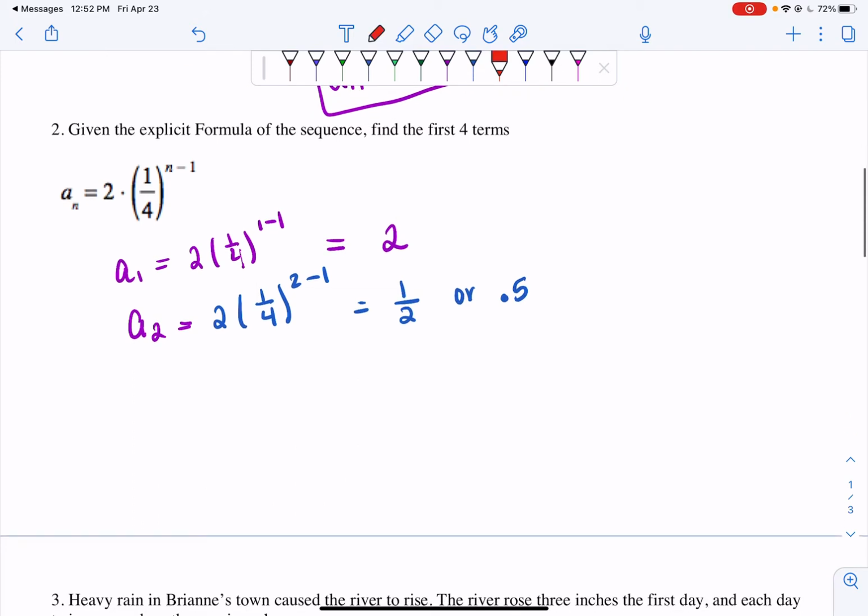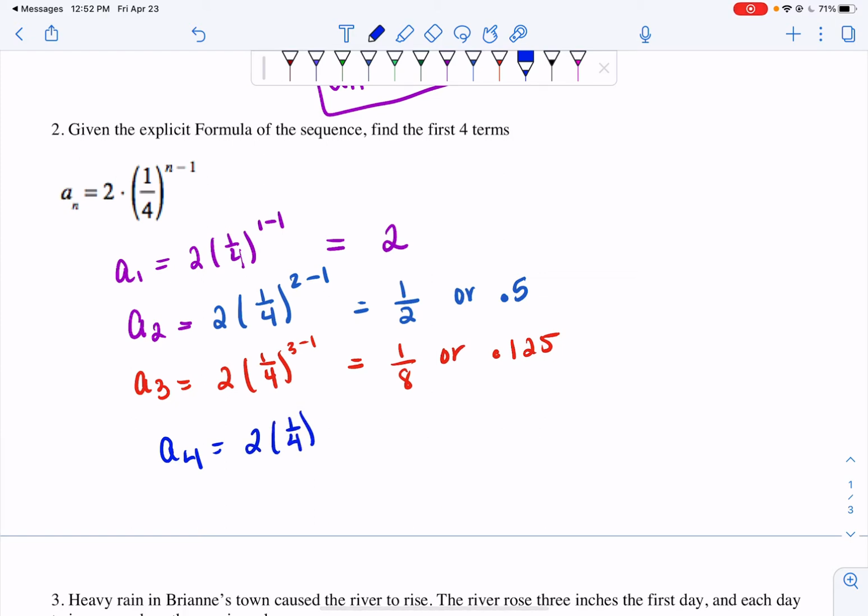When I plug in 3, I do 2 times 1/4 to the 3 minus 1, and I type that into my calculator, and I get 1/8, or 0.125. And now I want to find a sub 4. So everywhere I see an n, I plug in 4. I type it in, I get 0.03125, or I can convert that to 1/32.